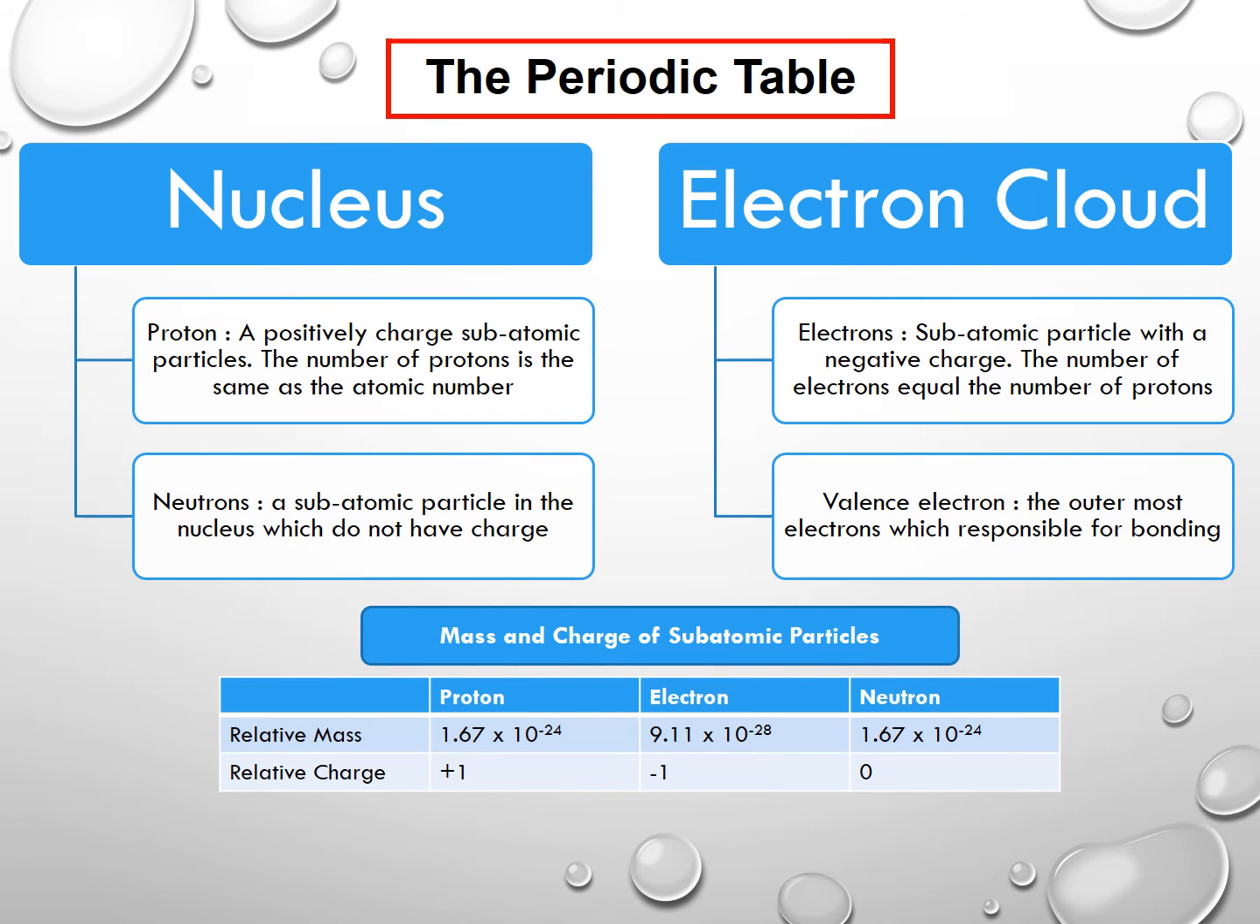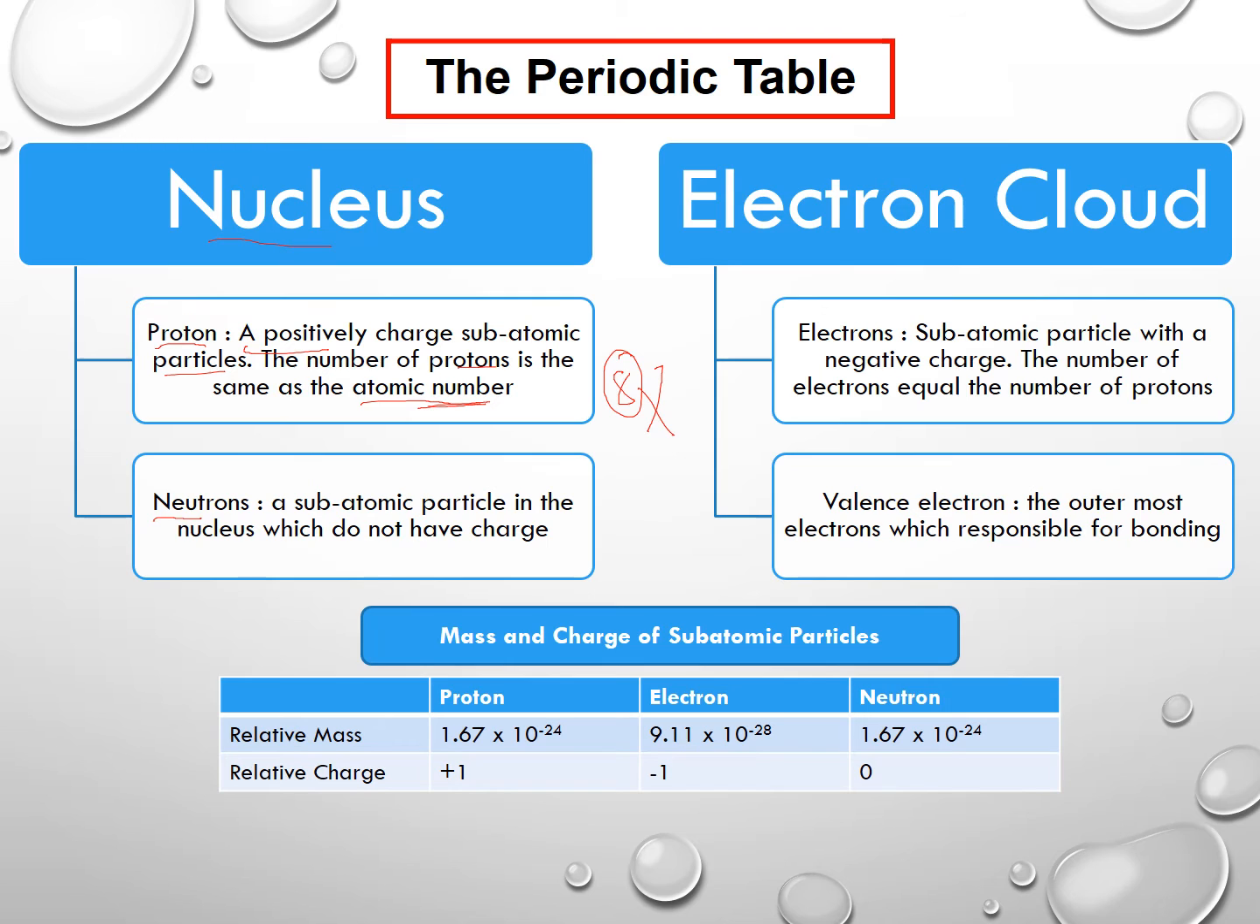Okay, so nucleus, as I mentioned previously, it contains protons and neutrons. So proton is a positive charge of subatomic particles, and number of proton is the same with the atomic number. So where you can get the atomic number, as I mentioned previous, from the periodic table. So we have this number, right? So this is the atomic number. So atomic number is equal to the proton number.